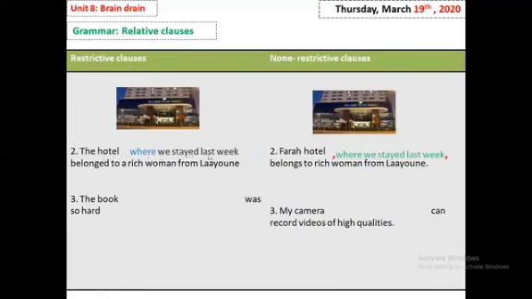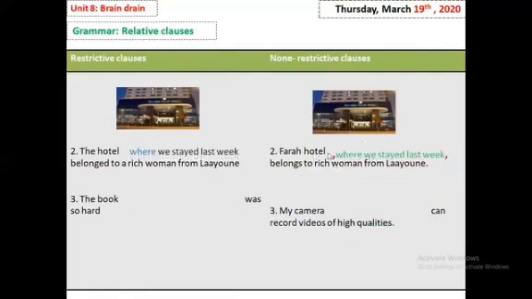The hotel where we stayed last week belongs to a rich woman from La'youn. This clause, "where we stayed last week," a relative clause, is a group of words starting with a relative pronoun. It is necessary here to complete the meaning of the sentence, and when we omit it, the sentence causes confusion to the listener. "The hotel belongs to a rich woman from La'youn." Then which hotel are you talking about? But here, no.